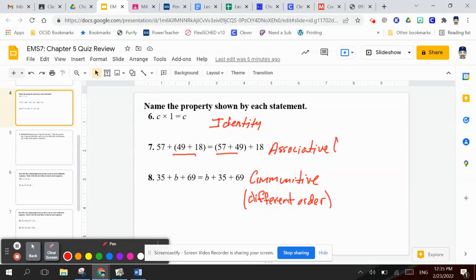And if I look at the associative, it just means different grouping.